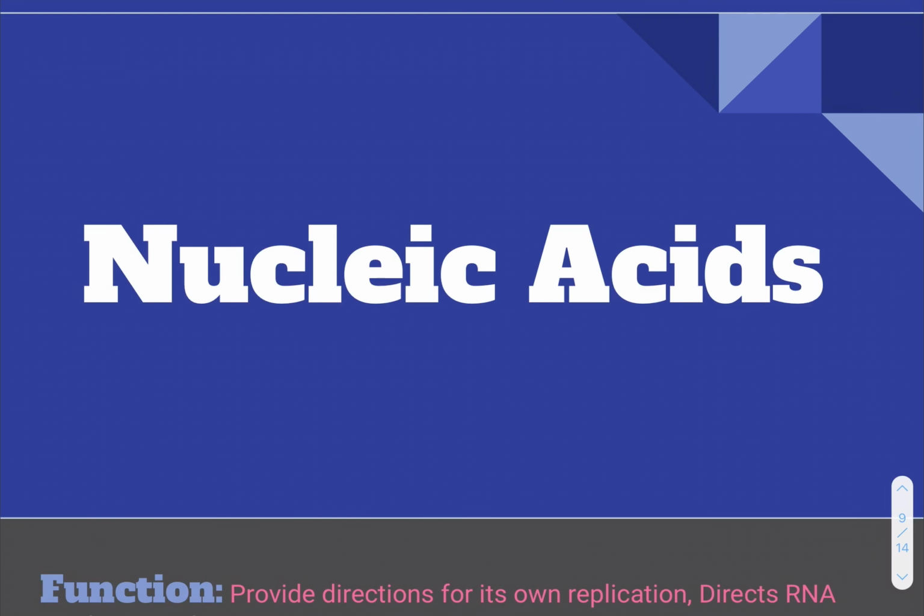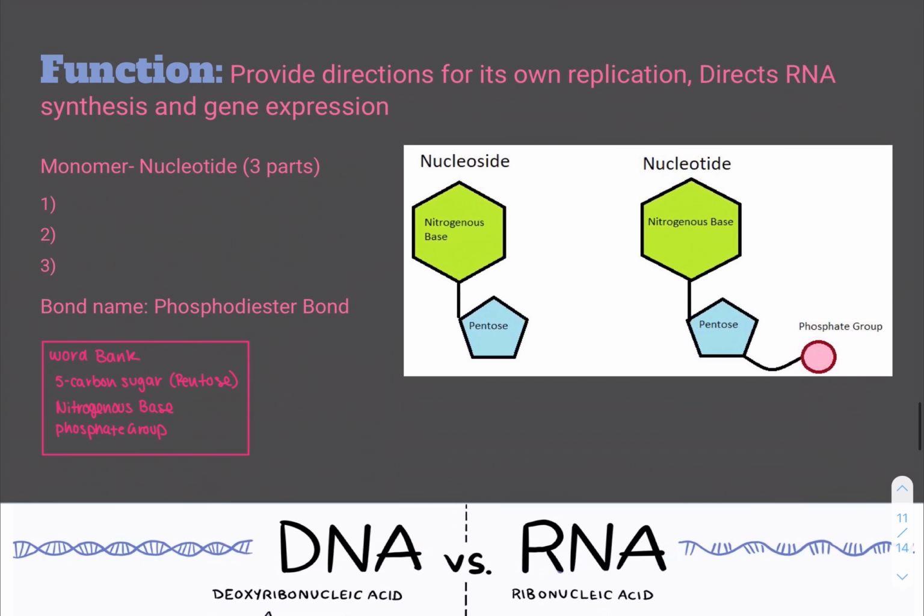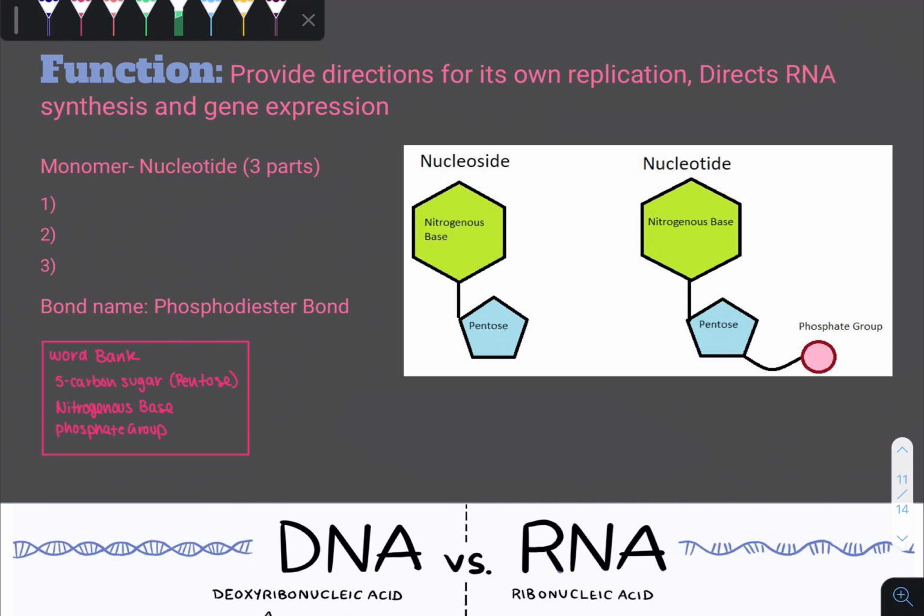Finally, we have nucleic acids. Their function is going to be to provide directions for its own replication, and although it isn't too involved in the next two, it also directs RNA synthesis and gene expression, also known as protein synthesis. Its monomer is a nucleotide, which is made up of 3 main parts: the 5-carbon sugar, also known as pentose, a nitrogenous base, and a phosphate group.